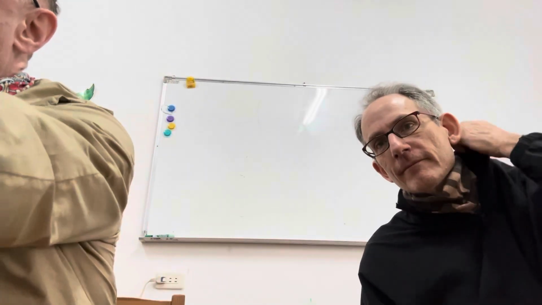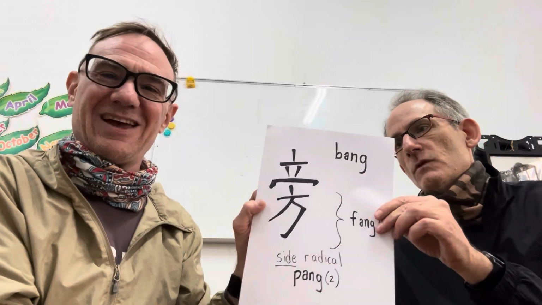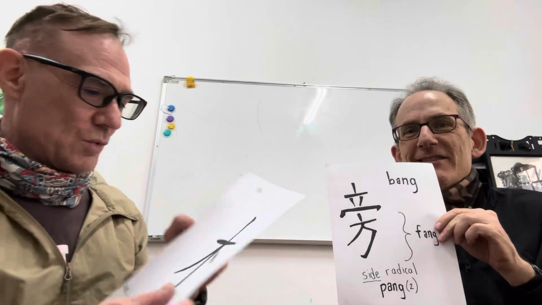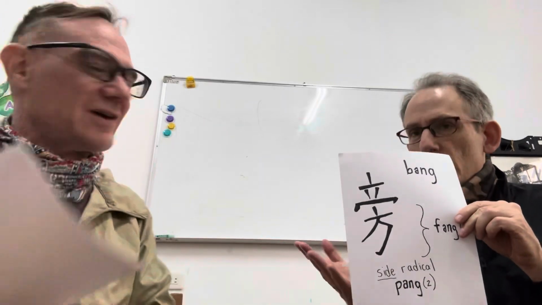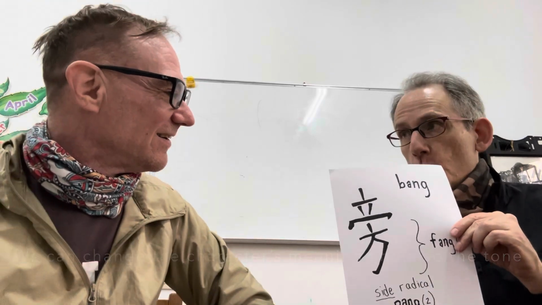In this one, we have a job for you. You have one job. That's right. Don't screw it up. It's to hold this. I'm the character. I have all these radicals here. So what we're gonna do is match my radical to the character, then we can change the character's meaning and also the tone.